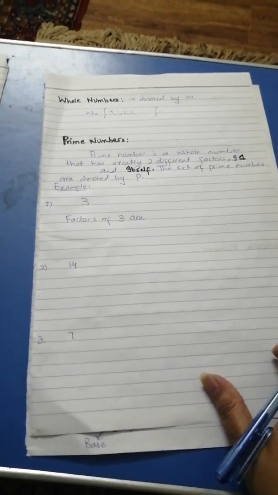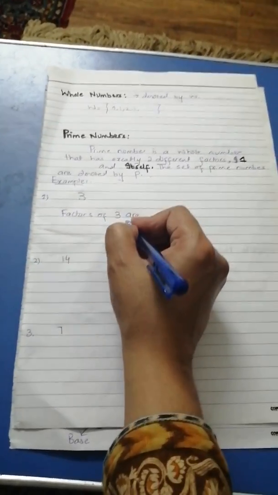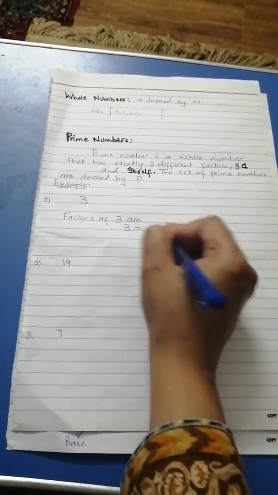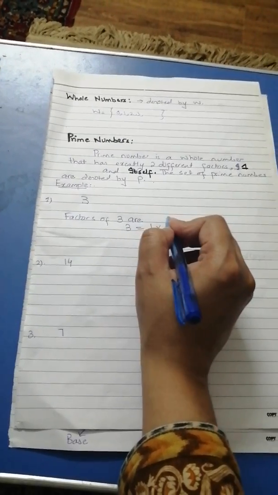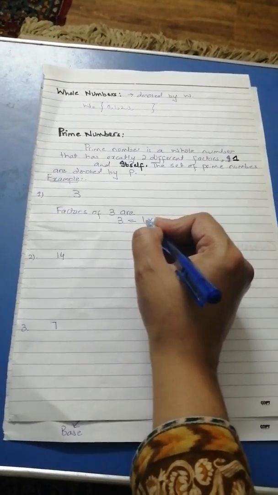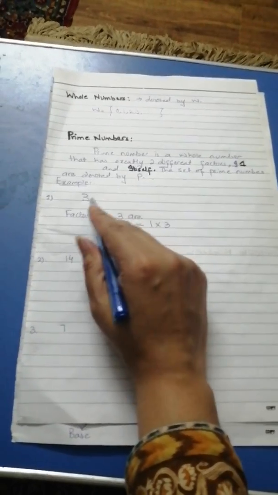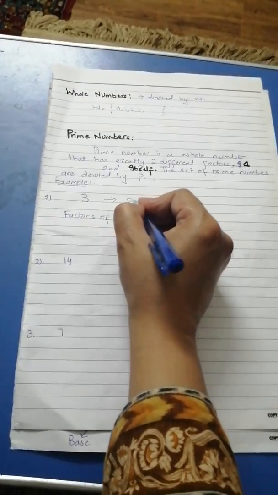A prime number is a whole number that has exactly two different factors, 1 and itself. If a number has just two factors, 1 and itself, this is a prime number. A number having more than two factors is a composite number. Let us do it with an example. Factors of 3 are 1 and 3. There is no other factor except 1 and 3. So 3 is a prime number.